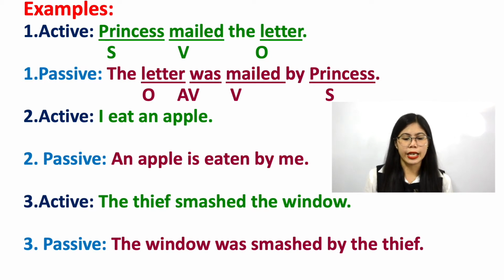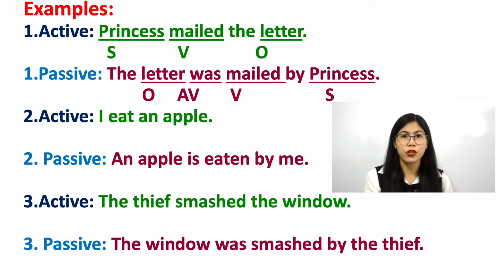"I eat an apple," which follows subject plus verb plus object, thus making it an active voice. And for the passive, "An apple is eaten by me," which follows the pattern object plus verb plus subject, hence making it a passive voice.